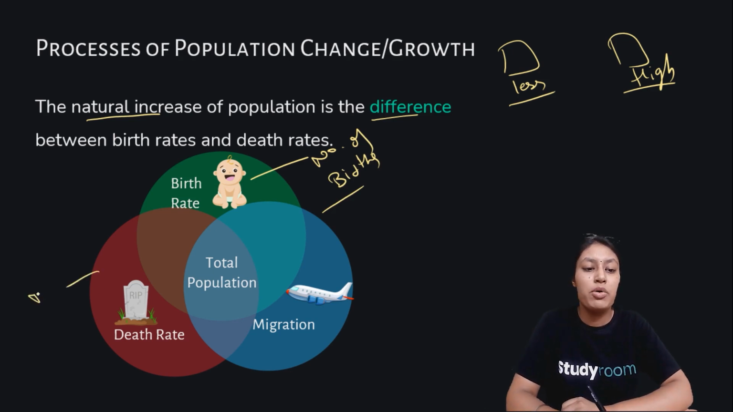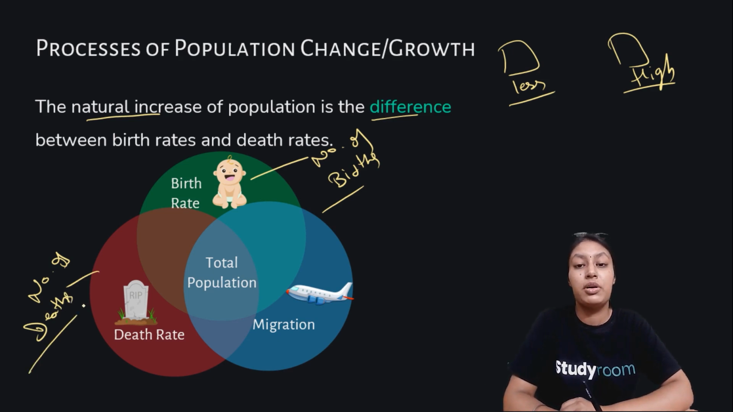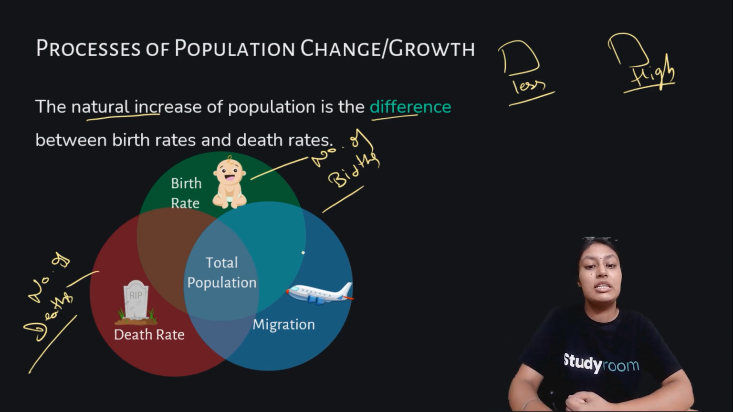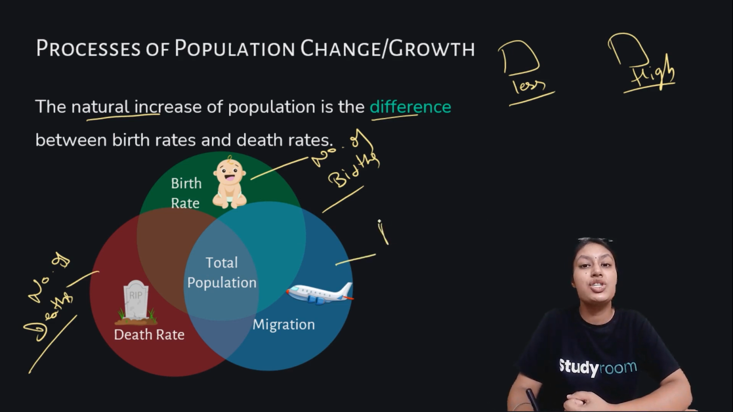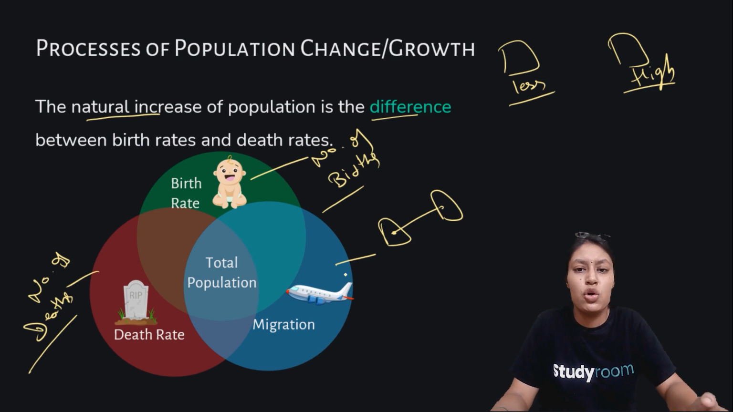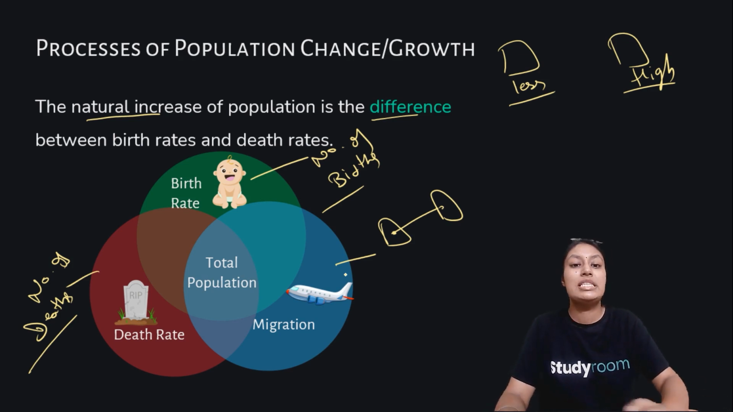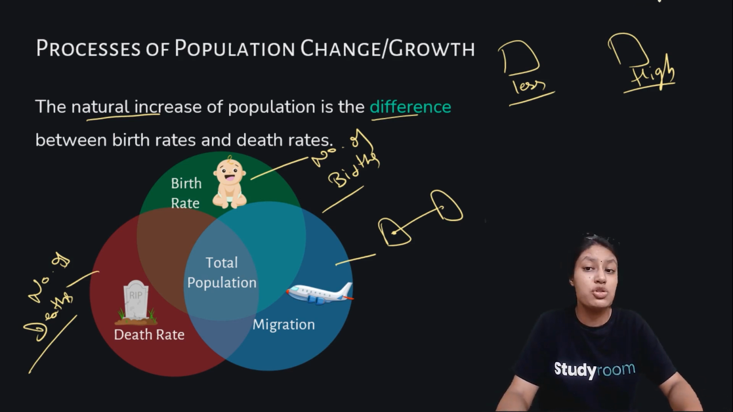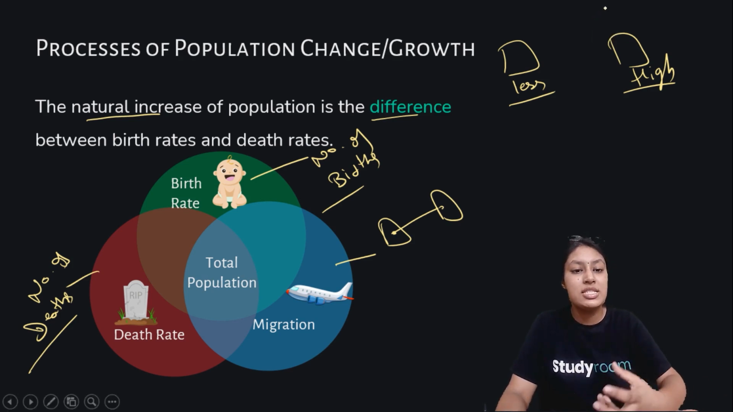Deaths means number of deaths. There are some places where, due to health management factors, death rates are high. So it is the number of death rates. Third is migration. Migration is when a person moves from one place to another in search of better job opportunities, education, or any other social or economic factor. So these are two measures on which we understand.